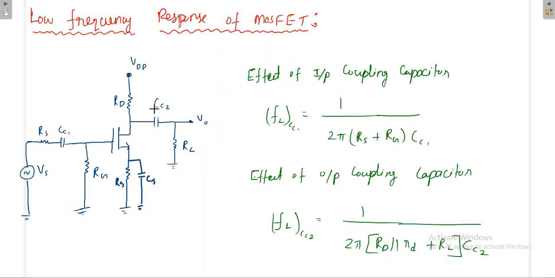Once you remove the effect of DC, VDD this terminal becomes grounded, and RD is there, and one more small rd will be there, because in the small signal equivalent one more small signal drain resistance will be there. Then this RD and small rd come in parallel, and that comes in series with RL, so the cutoff frequency is 1 by 2 pi (RD parallel rd plus RL) CC2. Then what is the effect of the source coupling capacitance CS?